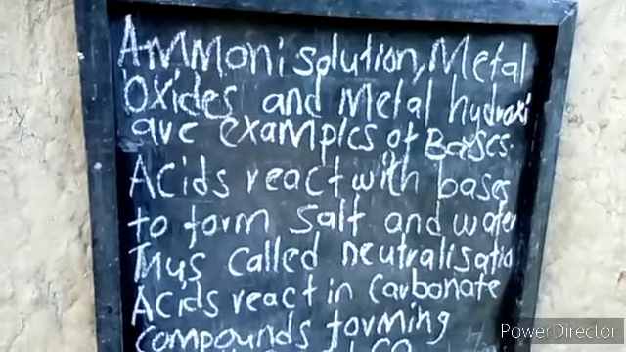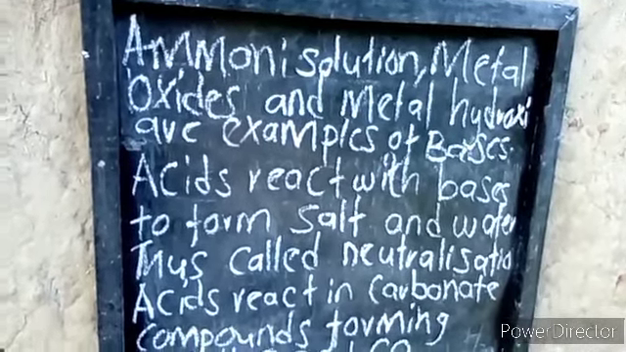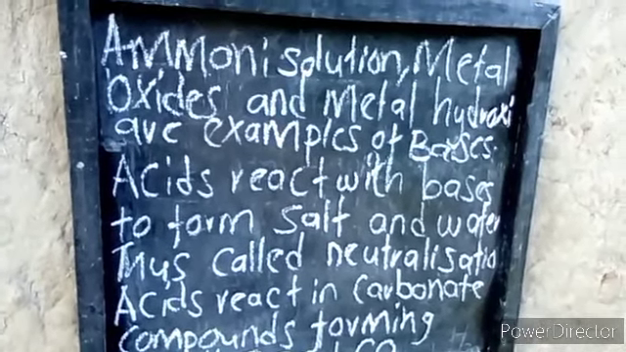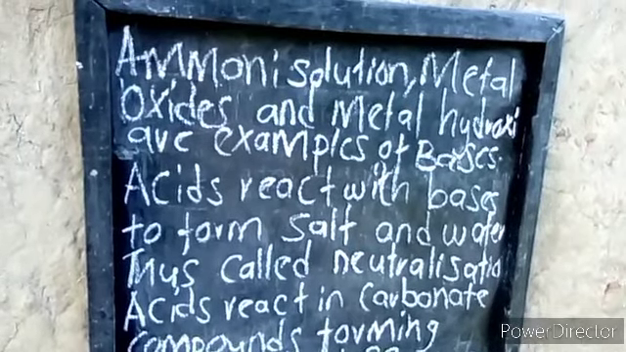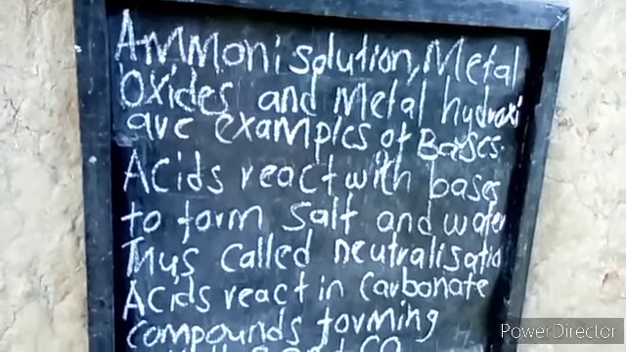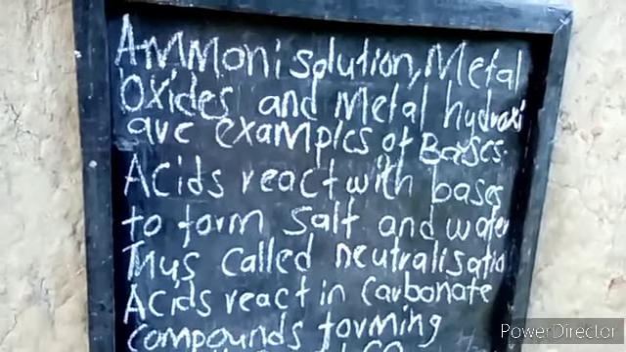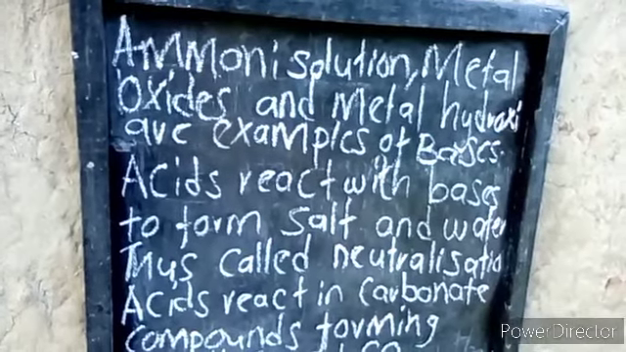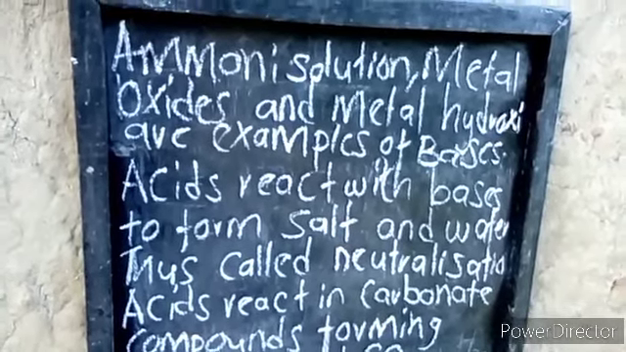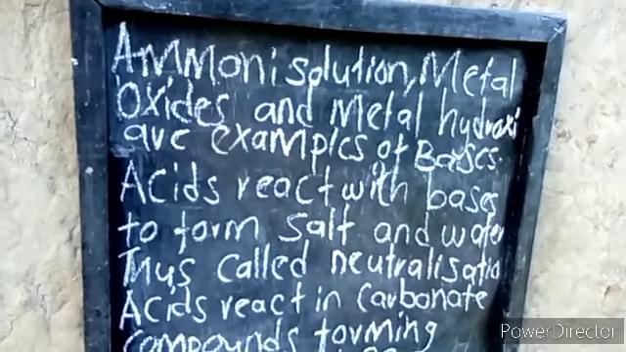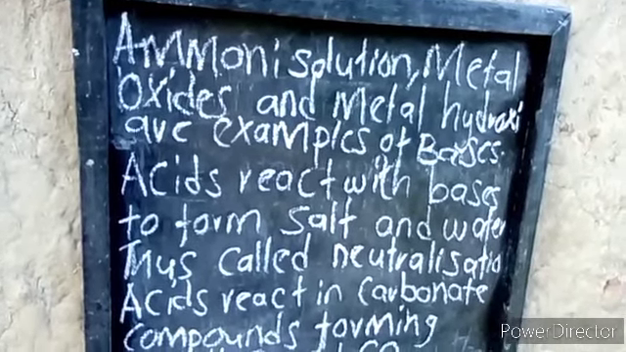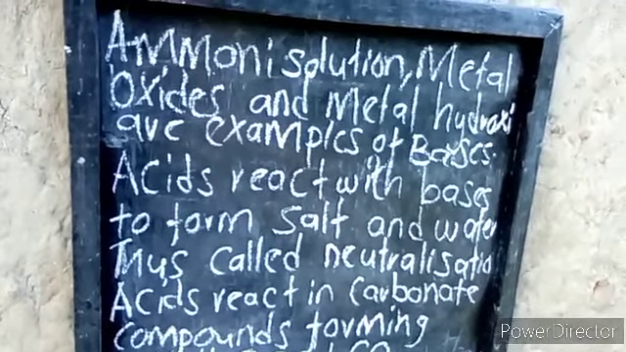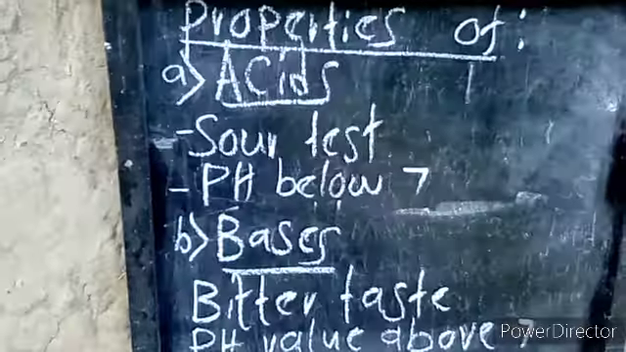So examples of bases include ammonia solution, metal oxides, and metal hydroxides. Then acids react with the bases to form salt and water as the only products. This type of reaction is called a neutralization reaction, whereby salt and water are the only products produced. Acids also react with carbonate compounds, forming salt, water, that is H2O, and carbon dioxide, that's CO2 gas.